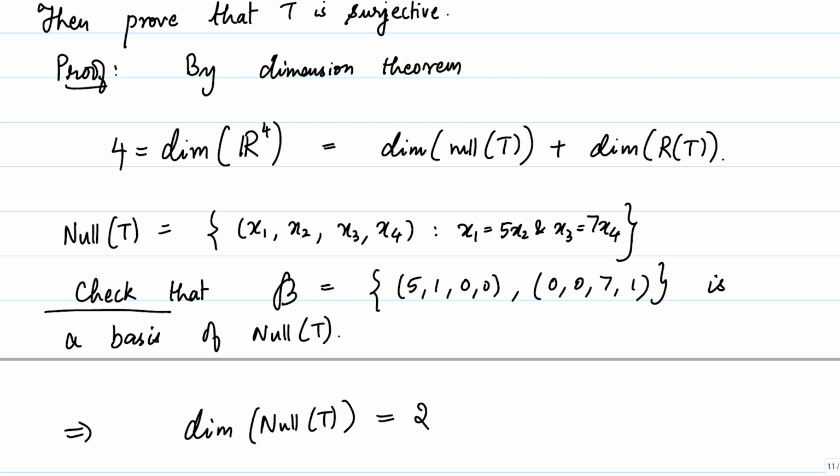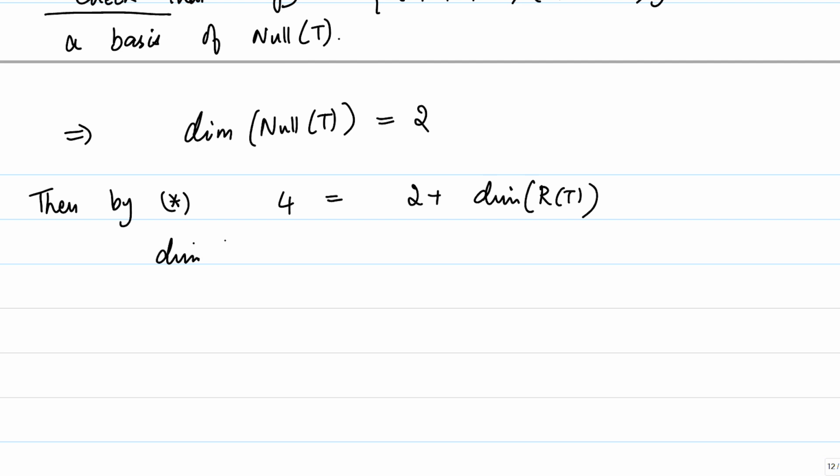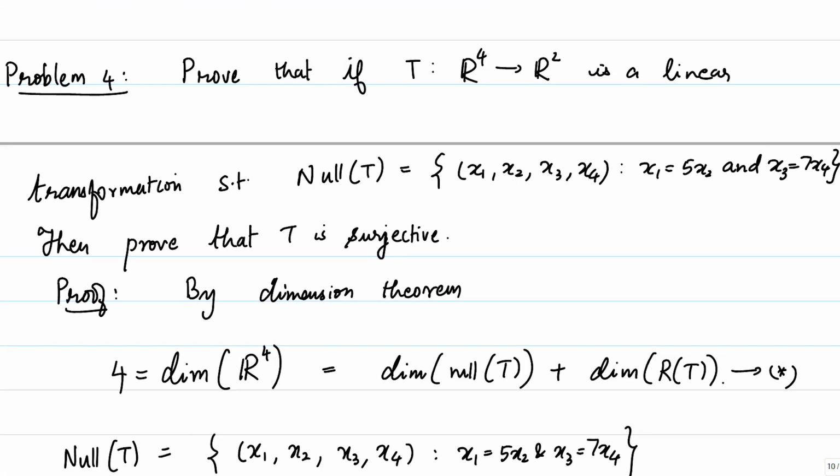So now what happens to star? Then by star, 4 is equal to 2 plus the dimension of R(T). In other words, the dimension of R(T) is equal to 2. Okay, but where is R(T)? Notice that R(T) is a subset of R2. In fact, it's a subspace of R2.